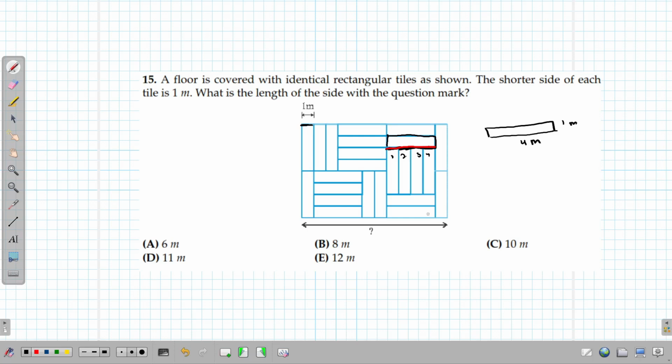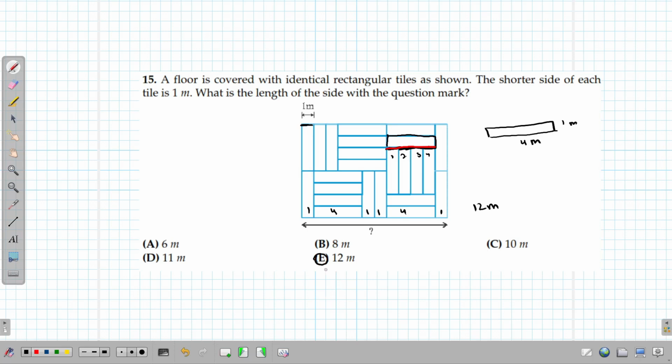Okay, so what is the length of the question mark? We have 1, 4, 1, 1, 4, and 1. If we add them, 1 plus 4 is 5, 5 plus 1 is 6, 6 plus 1 is 7, 7 plus 4 is 11, 11 plus 1 is 12 meters. This is option E.